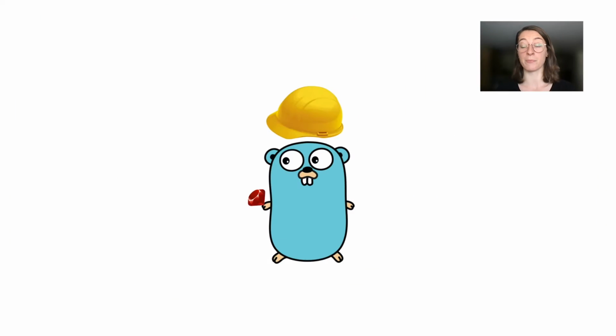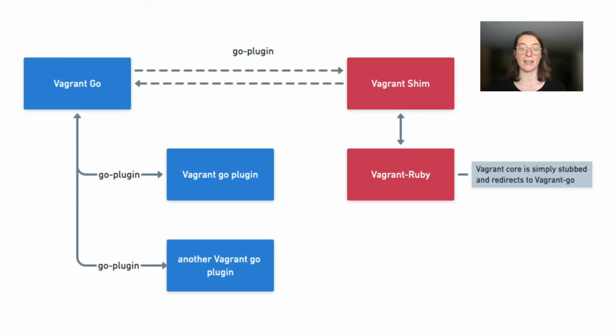So last year we were here and we talked a little bit about Vagrant and Go and Ruby and how we were planning on transitioning from Vagrant being a Ruby project to Go and how we're going to make that happen. Today we're going to actually be building a Vagrant Go plugin. So let's take a little bit of a refresher on how that whole architecture looks.